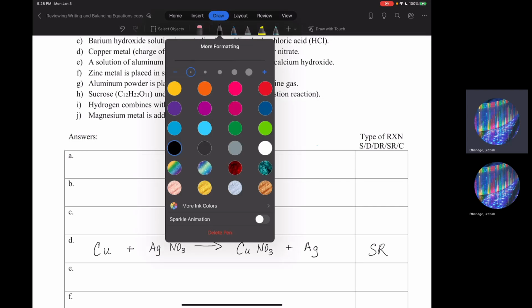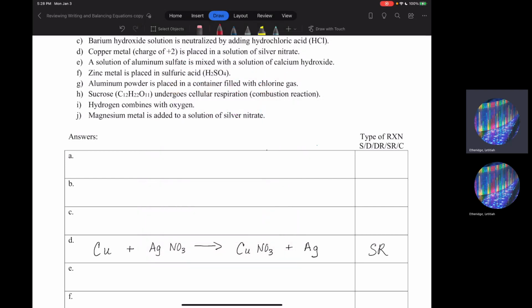The next thing we need to do is remember that we need to make sure that our formulas are correct before we can balance. For copper, we know that it's going to have a +2 charge on the other side. Silver is a transition metal, but remember, it's one of the exceptions. There are two exceptions, silver and zinc. Silver is always +1. Nitrate on your polyatomic ion sheet is -1. Your copper has a charge of +2, which means you need to make sure that it carries over to the other side. Your nitrate is going to have a -1, and your silver, because it's by itself, doesn't have a charge.